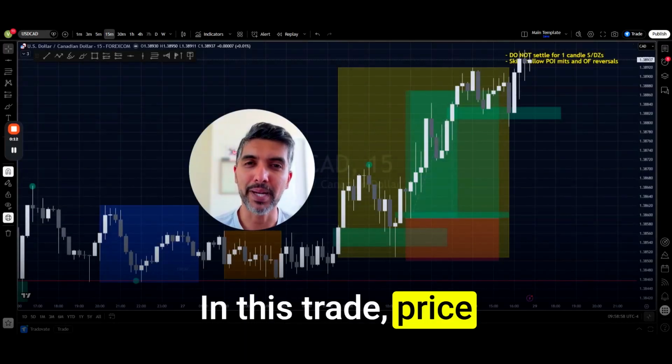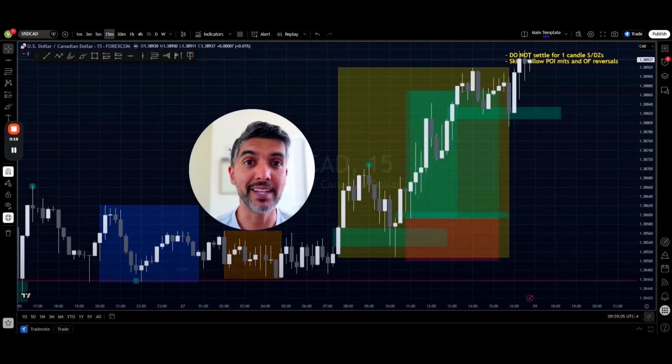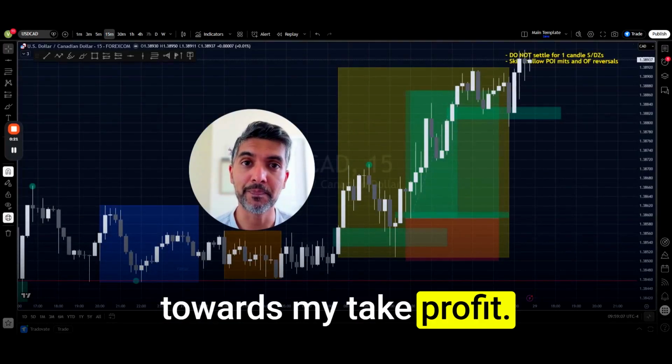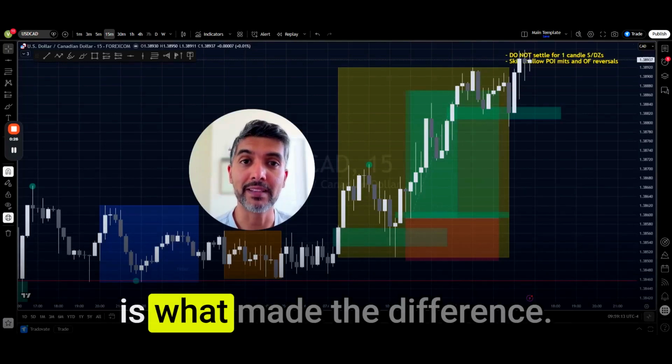In this trade, price barely tagged my entry, but then exploded towards my take profit. And the higher time frame narrative is what made the difference.